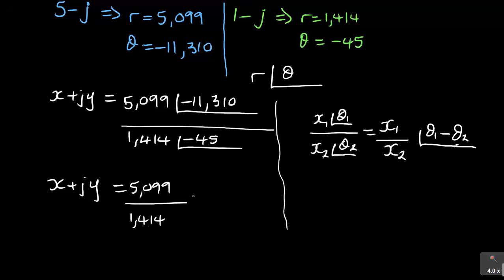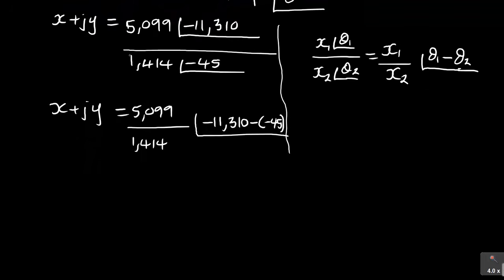So in this case, I'm going to have now minus 11,310 minus 45. I hope you see what's happening there. And then when I simplify, I'm saying minus 45 because there are two negatives. Division, I must subtract, and then the negative of 45.